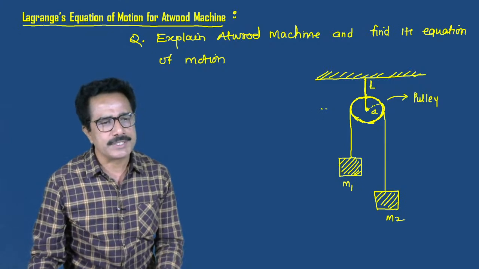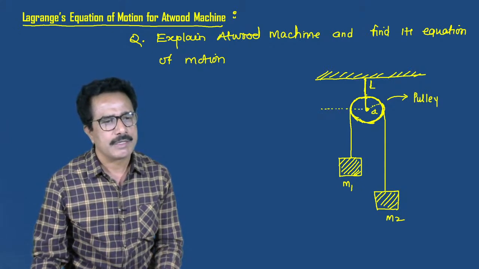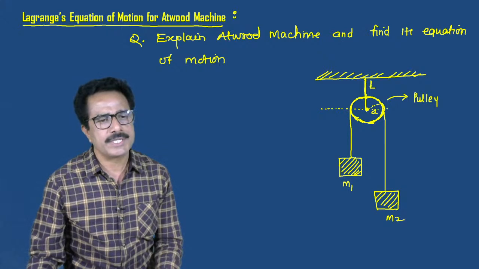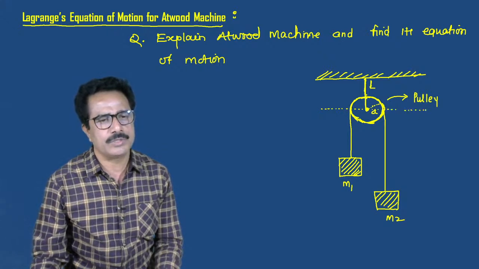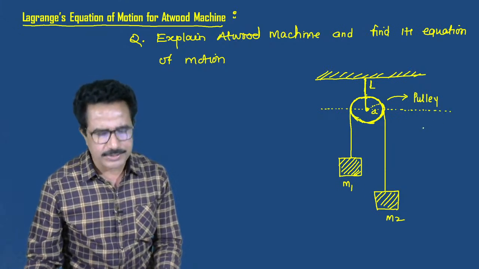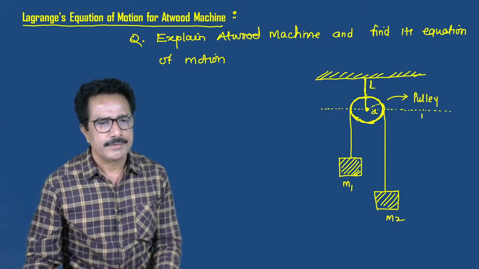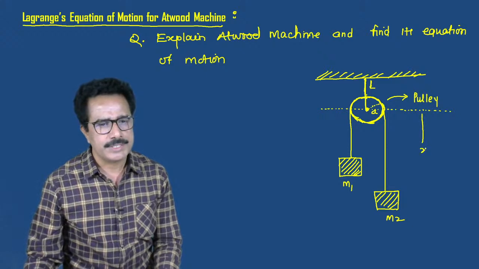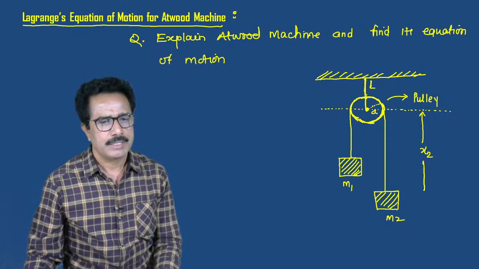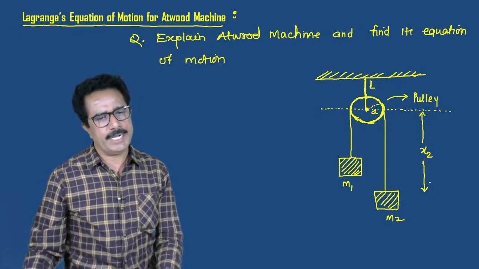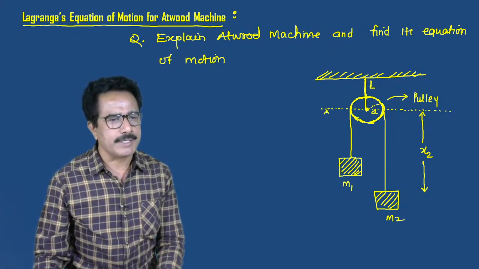Now the string, this length of the string which is attached to the pulley is, suppose, this is x2. Draw the diagram properly later. And this is x1.